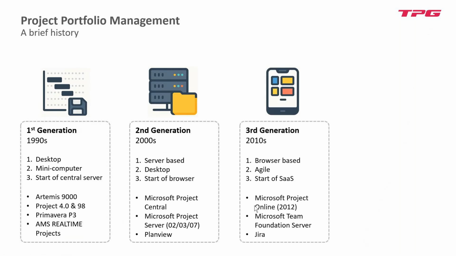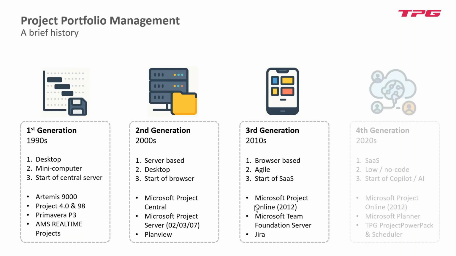And then in the 2010s, it really took off. We had a lot more browser-based, as you could start to see in the 2000s. Agile, which I know has been around for a good amount of time, but we saw a lot more change into agile ways of working, and that's agile with a capital A. So looking at the Agile Manifesto there. We had Project Online turn up in 2012. We had things like Microsoft Team Foundation Server, which became Azure DevOps eventually, and obviously Atlassian Jira.